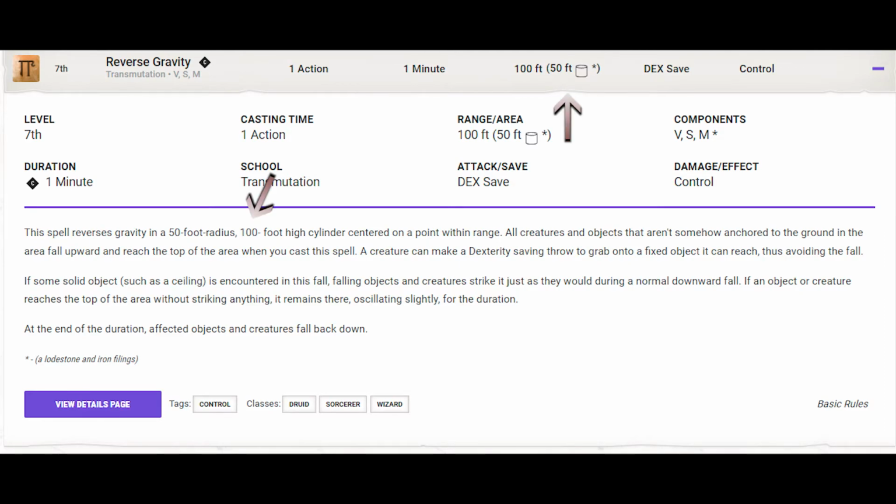So cylinders are very similar. They'll give you the radius from the center, how far out in each direction it goes, and then they'll also tell you how high it goes.